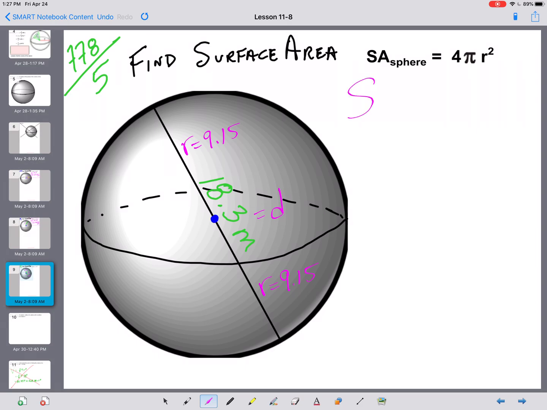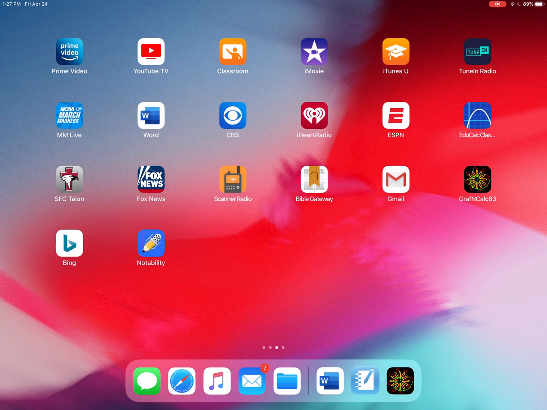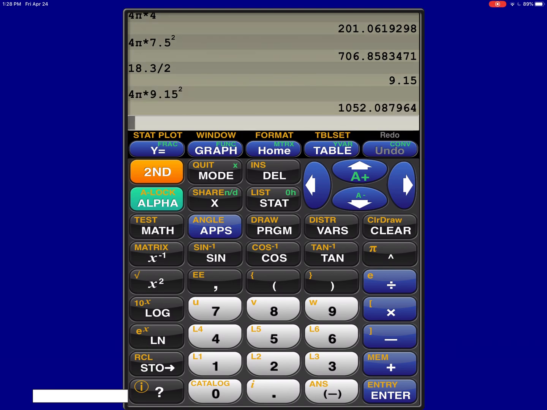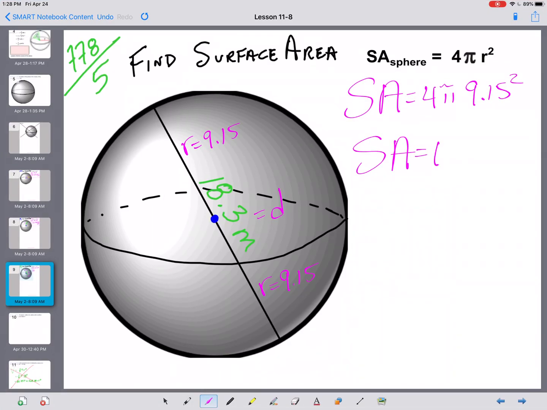Now we plug it in. Surface area, 4 pi times 9.15 squared. Only the radius is squared. There it is, 1052 and a little extra. Our units were meters, so the area is meters squared.